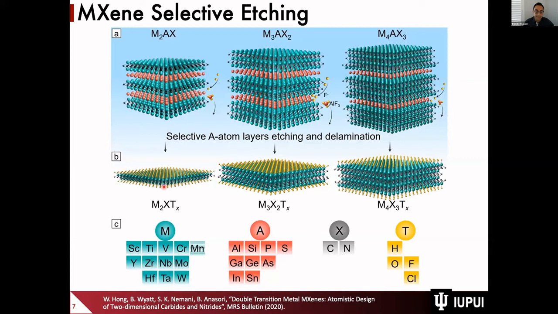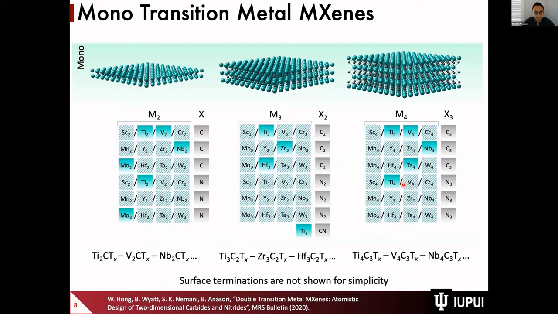phases. Now, when we look at these phases, we only have one color. So that means that they are only one type of transition metal. And when we look at one, we call it mono transition metals, there are about 11 MXenes of this type. For example, Ti3C2 or Ti2C or vanadium 4C3, niobium 4C3, they're all in the mono transition metal MXenes.